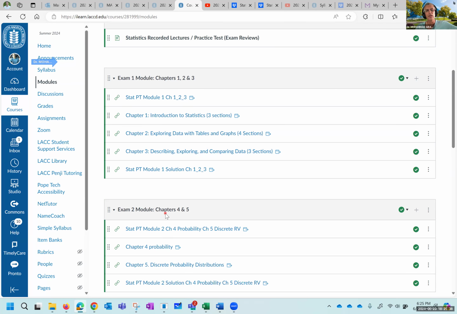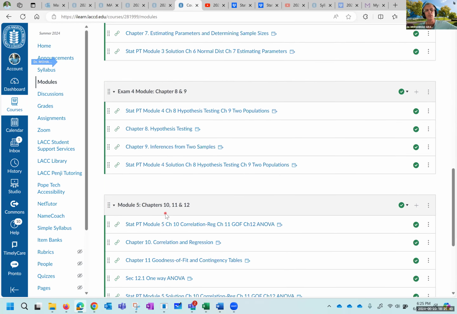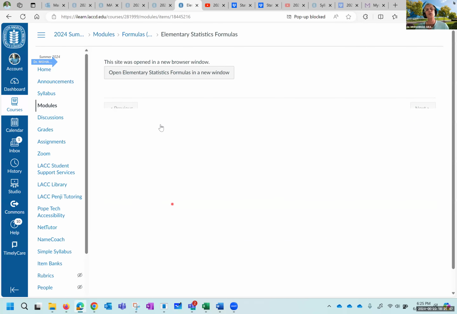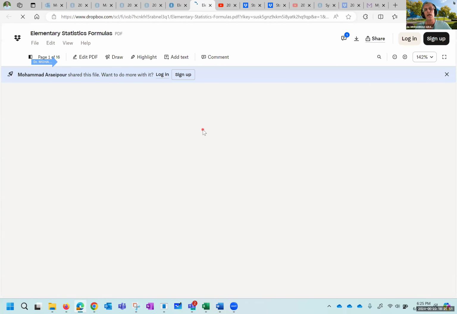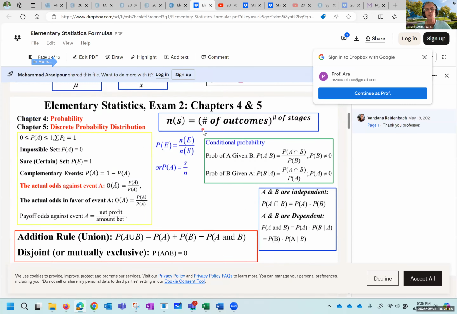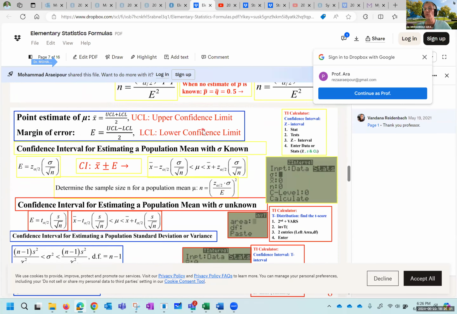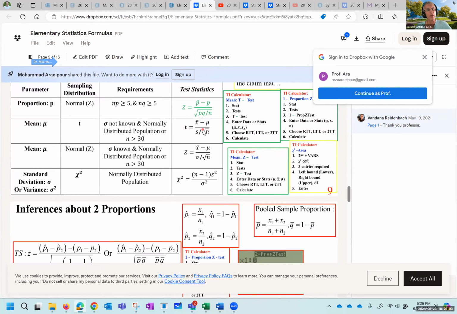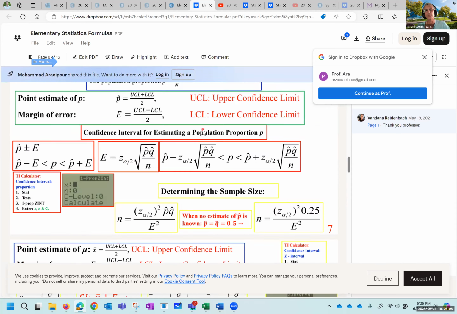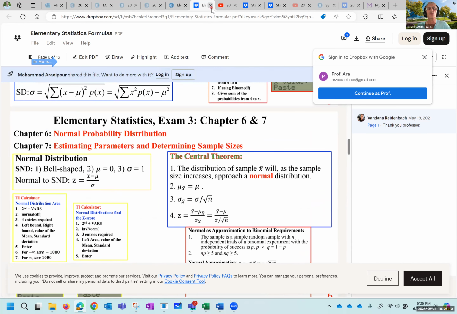So as I said, exam 2 modules, 3, they're all the same. I'm going to go over the last one, which would be resources. You can use formulas because the formulas are pretty involved. So you have access to the formula sheet. You can use it. But it is important to study them to see which formula is used where. So just having the formula sheet is not going to do the math for you. Okay? So that's the first one, formula sheet.